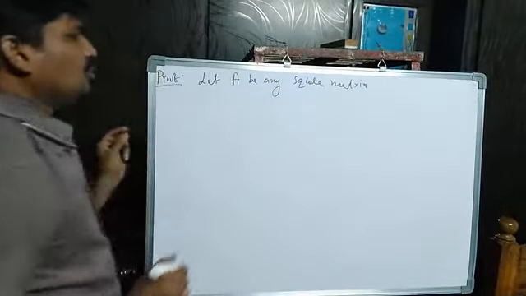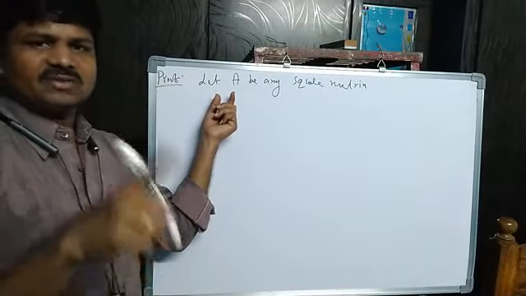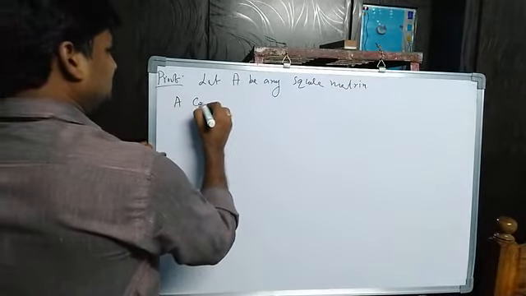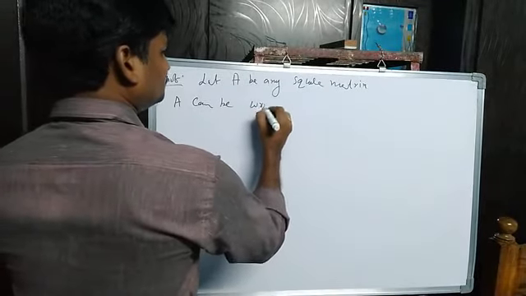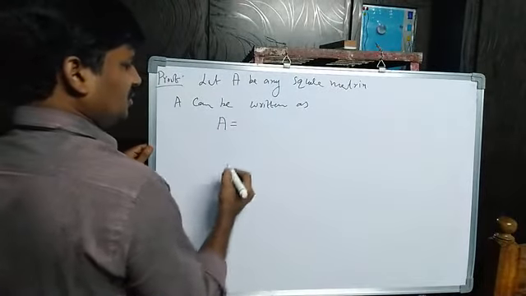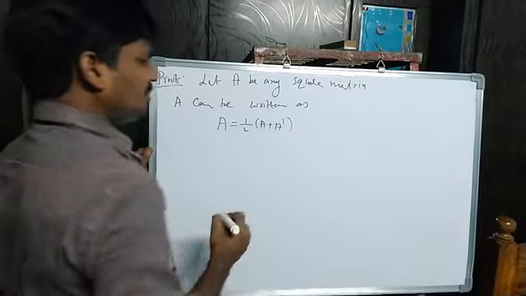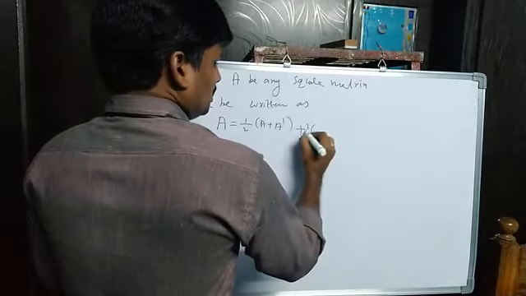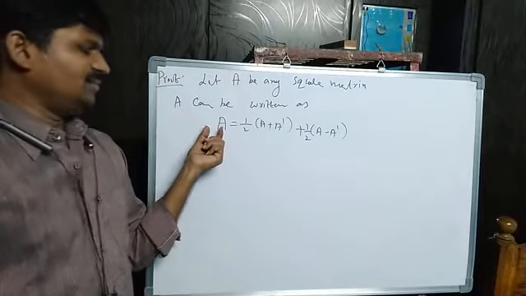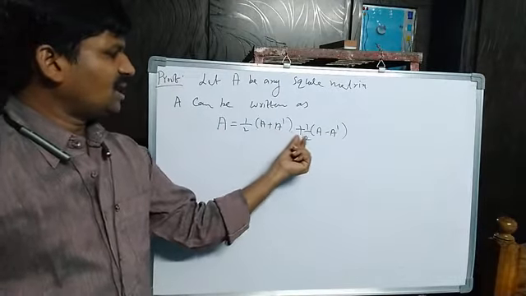Okay, now what do we have to prove? This square matrix you have to express as the sum of symmetric and skew symmetric matrices. So for that, what I'm writing here, A can be written as, this matrix A, how I'm writing here? Matrix A is equal to 1 by 2 into A plus A dash, A plus A transpose, plus 1 by 2 into A minus A transpose. I'm writing this square matrix A as half into A plus A dash plus half into A minus A dash.